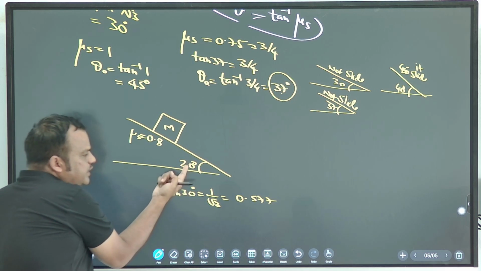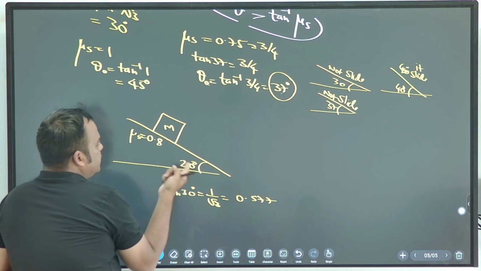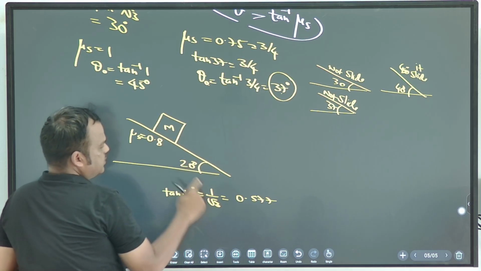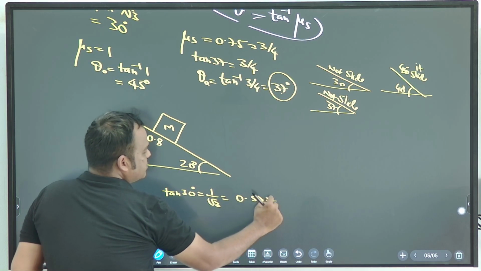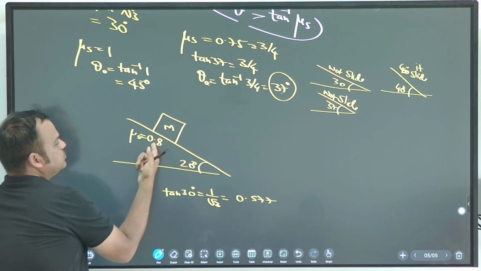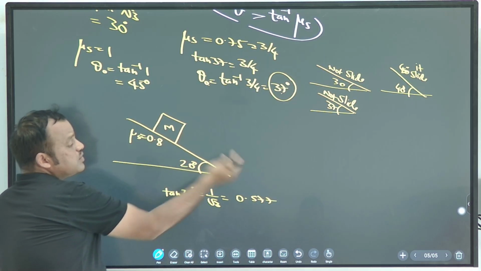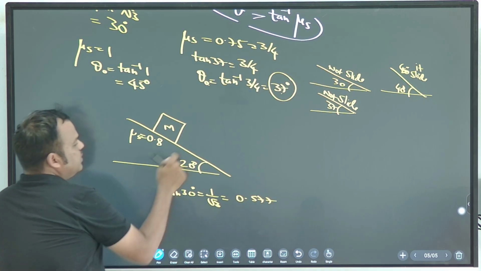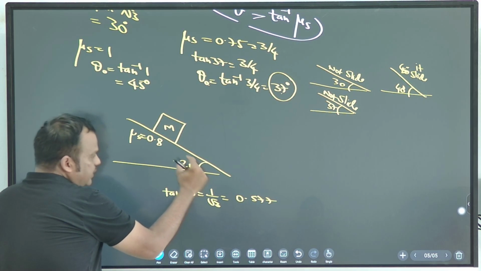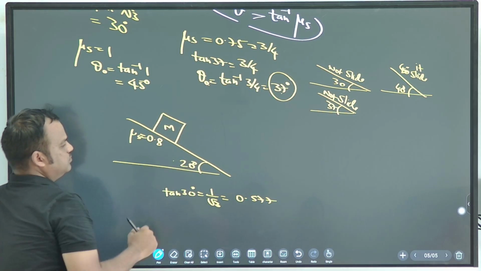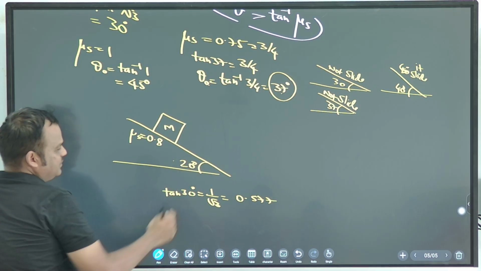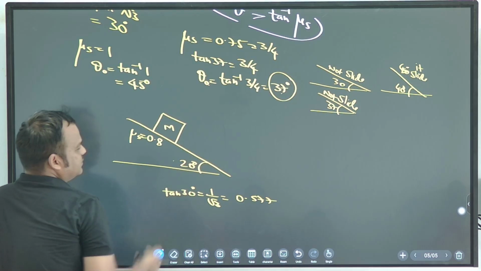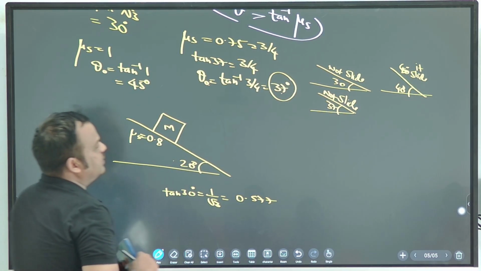So if it is 30 degrees, it will slide or not? Tan 30 degrees is 0.577, and mu s is how much? 0.8. 0.8 is more than this. So if it is 30 degrees, will the block slide or not? No, correct. Good. It will not slide. So at 20 degrees it also will not slide, because 20 is less than 30.